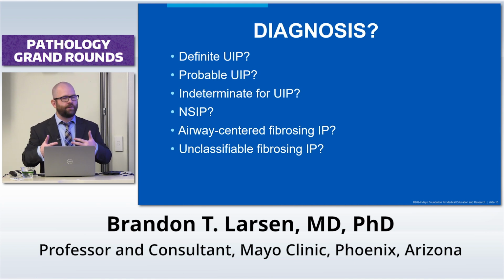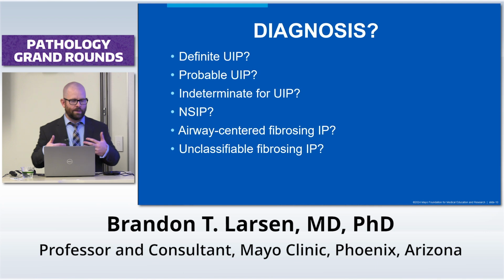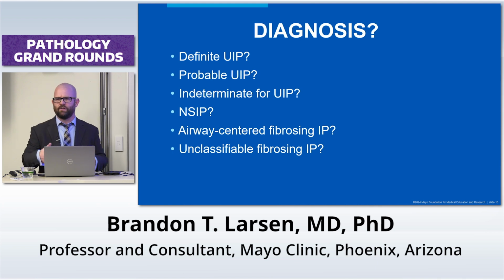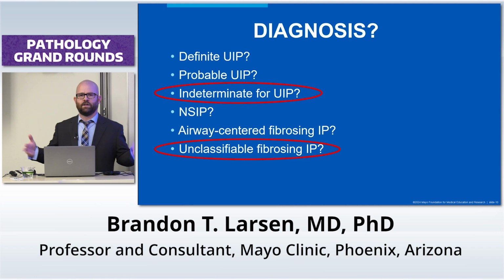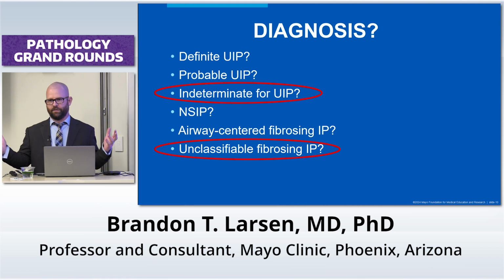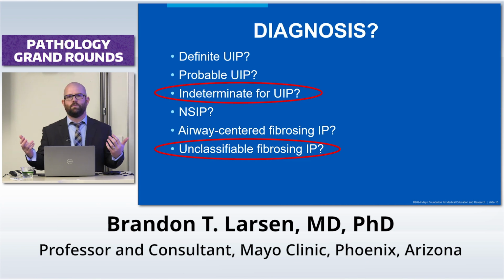There are some features here that one might make a case for UIP with. It's heterogeneous, it has fibroblast foci, but there are some features that would be unusual for UIP pattern as it's currently defined. It's got prominent lymphoid hyperplasia, so maybe you might call this indeterminate for UIP. There may be others in the audience who'd say, this is just unclassifiable. I don't know how to classify this thing. I think both of those answers would be reasonable with current criteria.